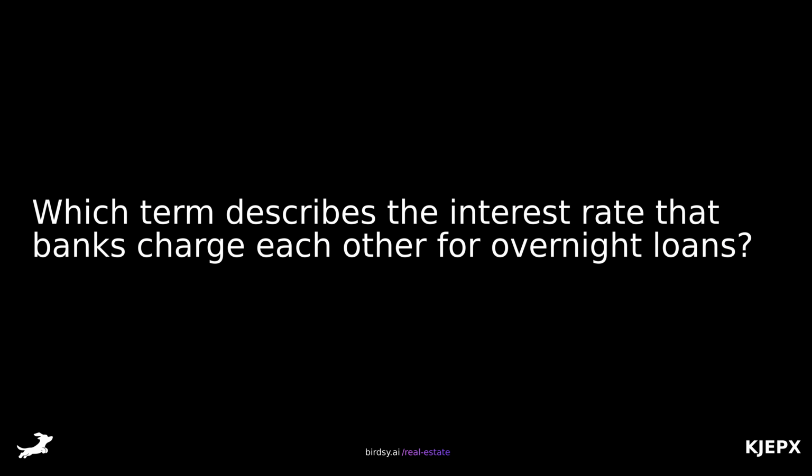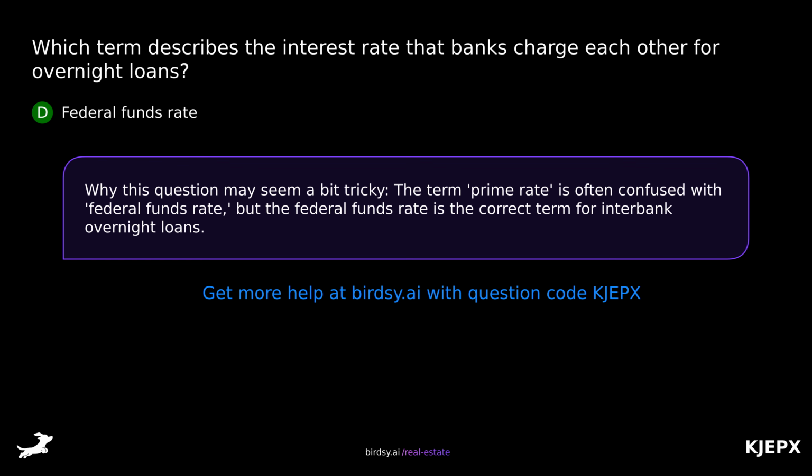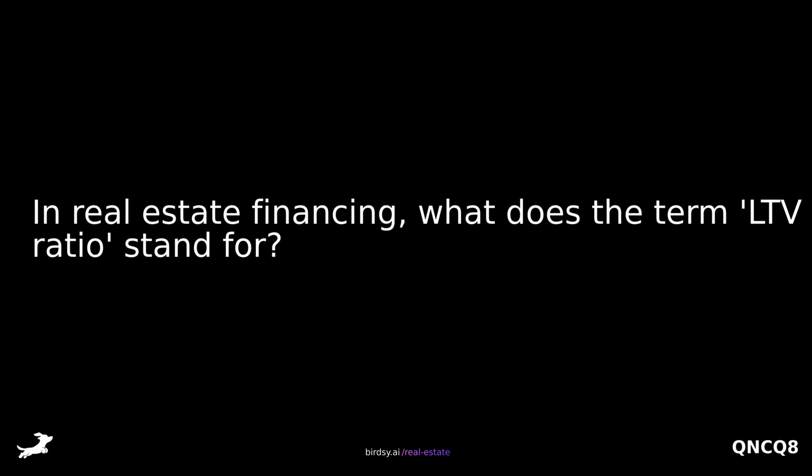Which term describes the interest rate that banks charge each other for overnight loans? Is it A, prime rate, B, discount rate, C, LIBOR, or D, federal funds rate? The answer is D, federal funds rate. Why this question may seem a bit tricky. The term prime rate is often confused with federal funds rate, but the federal funds rate is the correct term for interbank overnight loans.